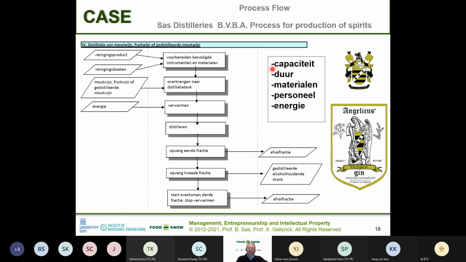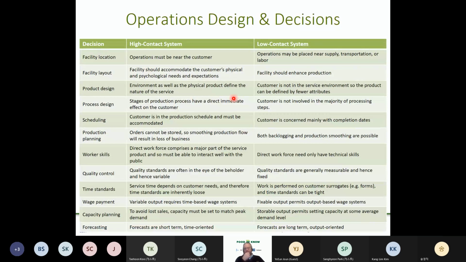Important in this process is the capacity that you have, how long it takes, what materials to be used, how much labor and which expertise and skills need to be at which place, and then energy, being gas or electricity consumed. How you design your operations is also directed a little bit by whether you have a high contact system with your customers or a low contact system with your customers.